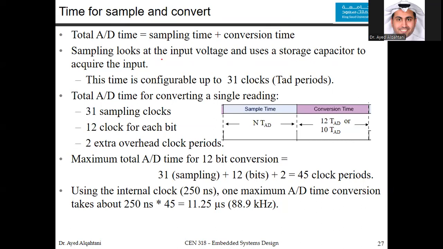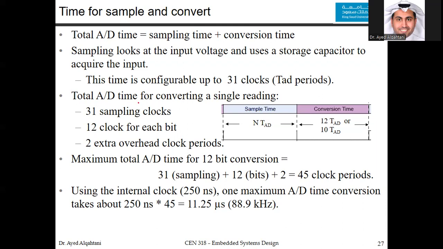So the sampling looks at the input voltage and uses a storage capacitor to acquire the input, as we explained. Now, this time is configurable up to 31 clock TAD periods. So you can choose the appropriate amount of clocks for the sampling based on your application. Once you choose that, that's the sample time, and you can choose whatever N you decide, based again on a special function register. You multiply that by TAD. Now you're done with the sample time.